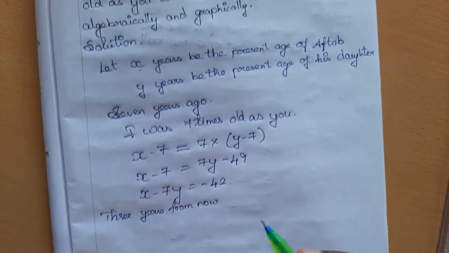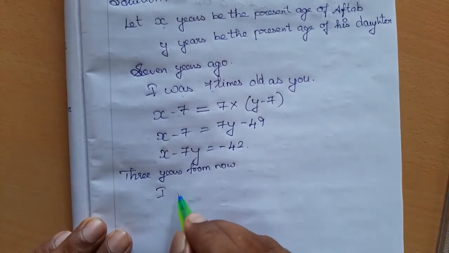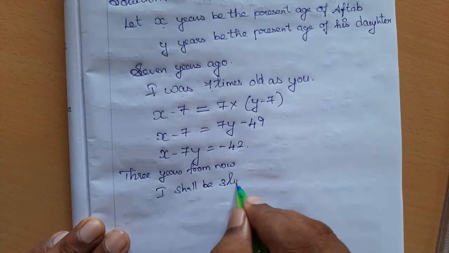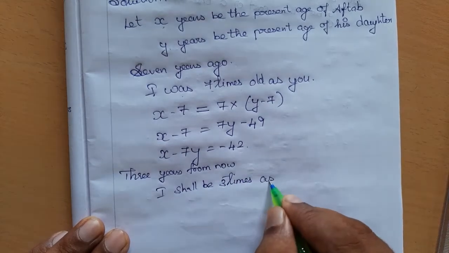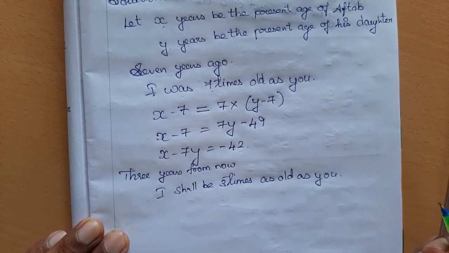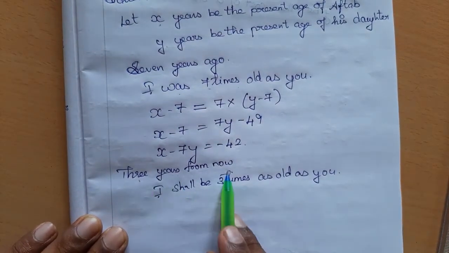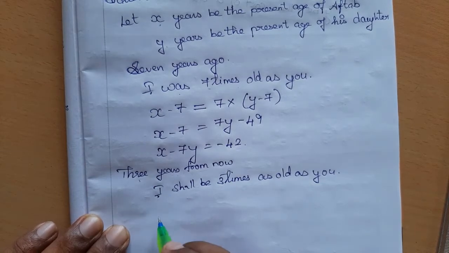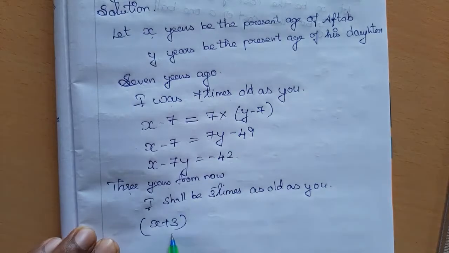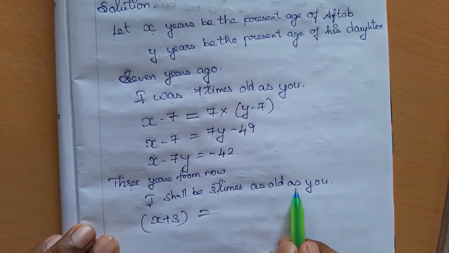3 years from now, I shall be 3 times as old as you. Right? So here, 3 years from now, the father's age will be x plus 3. So 3 years from now, x plus 3 shall be equal to 3 times as old as you.